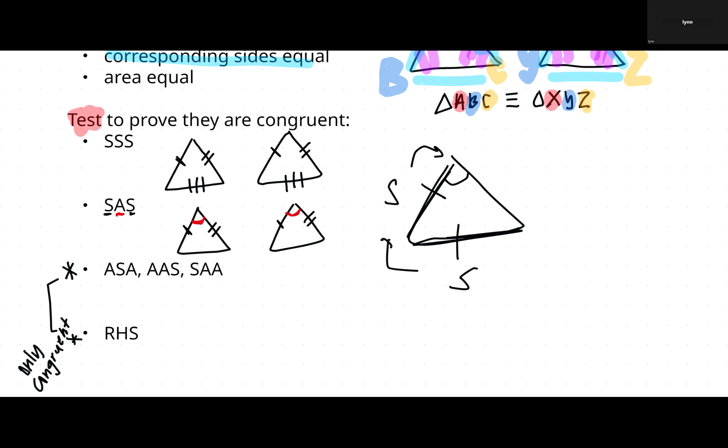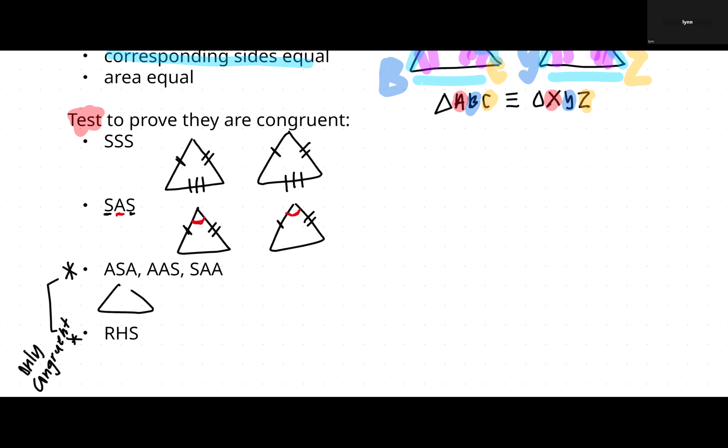Now, what about ASA? ASA will look something like that. I have one side, and then two angles that are beside the side. Then what about AAS? AAS will look something like that. I have one angle here, but now my side will be here. So this is AAS. And lastly, what is my SAA? This is my side, and this is my angle, and this is my angle. So this is an SAA.